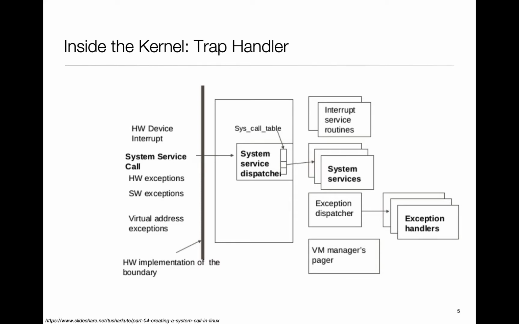When a system service call is made, it communicates with the system service dispatcher residing in the kernel that has your system call table. Whenever you create a new system service or system call, you typically have to register it in this call table, and this is what actually reaches out to the system services. Within the kernel, you also have all your interrupt service routines, and your exception dispatchers that have all your exception handlers for whenever one of these exceptions happens, as well as the VM manager's pager.